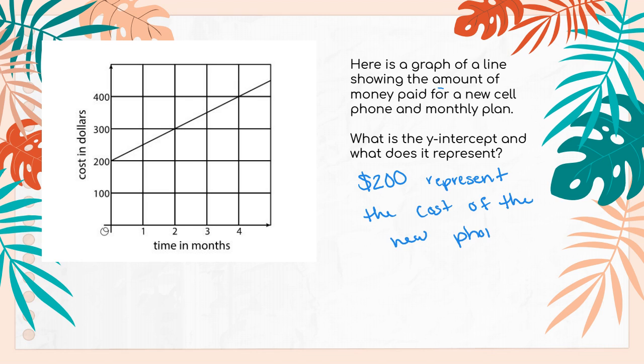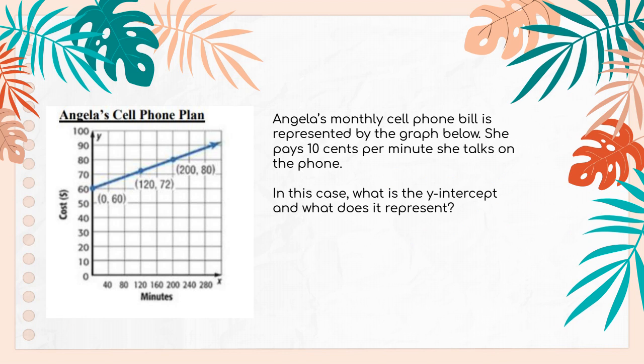And then beyond that, the monthly amount that she has to pay for the cell phone cost would be how much it's going up by each month. But that initial value, what we have to pay up front, would be the cost of the new cell phone. Okay, try this one on your own.